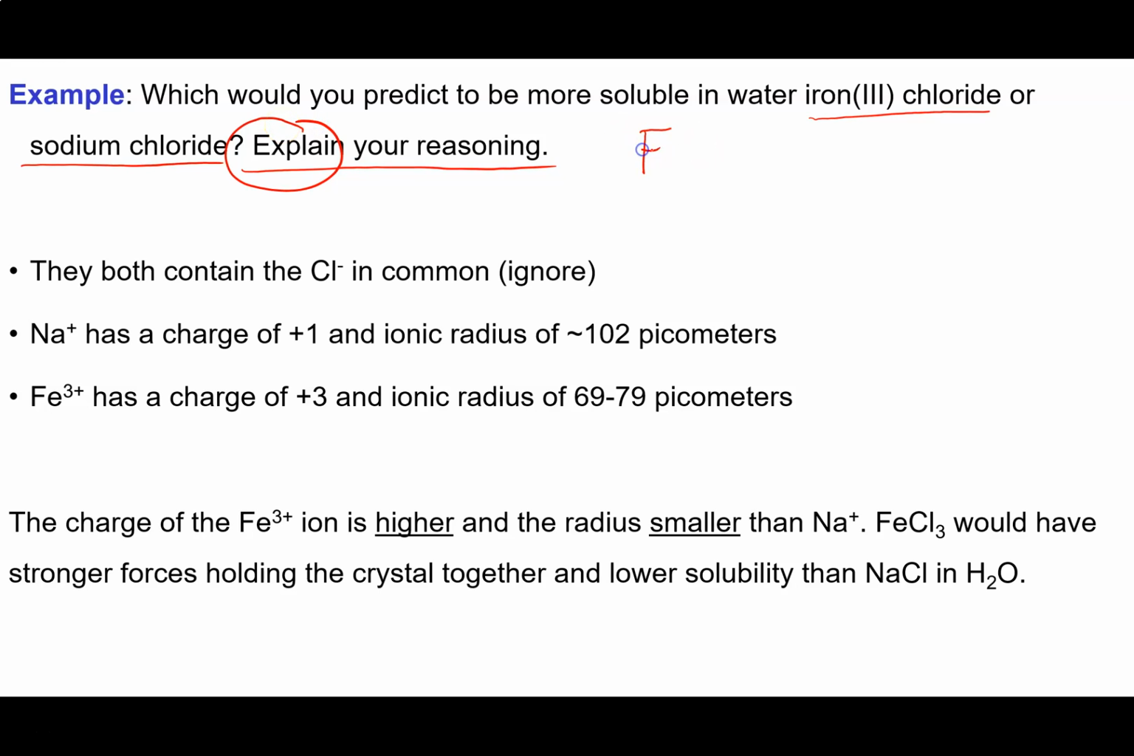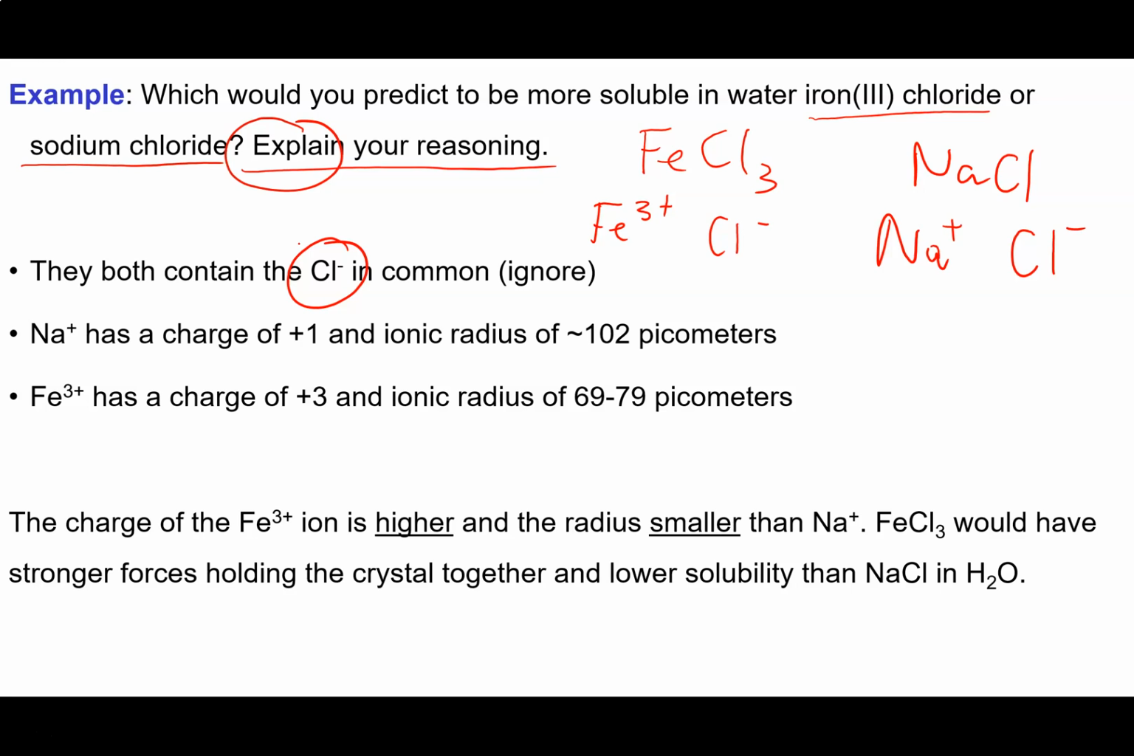So we need our formulas. We've got FeCl3, which is going to be composed of Fe3+ ions and Cl- ions, and we've got sodium chloride, NaCl, which is composed of sodium ions and chloride ions. So the first thing you notice is that they both contain the chloride ion. That's a common ion, so that's not really going to help us because they both have that in common. Well, what we need to know is the radius and charge of the sodium ion and the iron 3 ion so that we can start making some decisions.